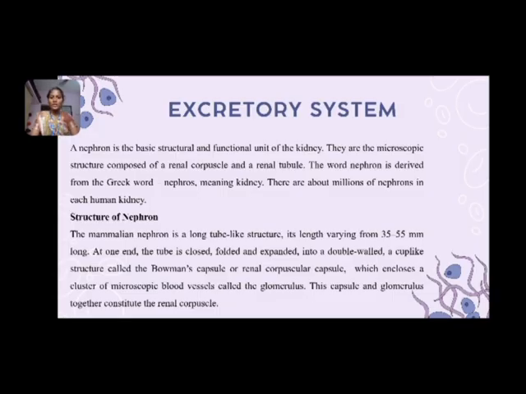The structure of a nephron: the mammalian nephron is a long tube-like structure, its length varying from 35 to 55 mm. At one end, the tube is closed, folded and expanded into a double-walled, cup-like structure called the Bowman's capsule or renal corpuscular capsule, which encloses a cluster of microscopic blood vessels called the glomerulus. This capsule and glomerulus together constitute the renal corpuscle. The excretory system removes metabolic waste and excess water from the body to maintain internal balance.